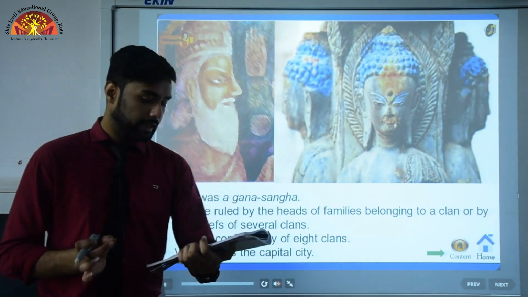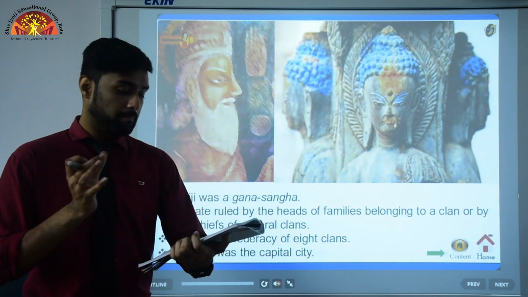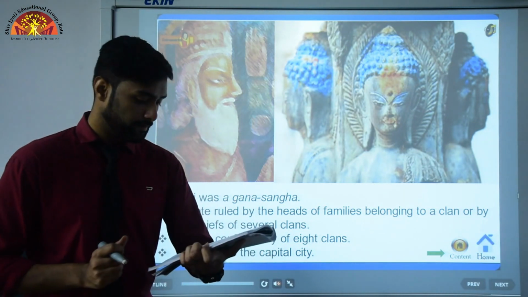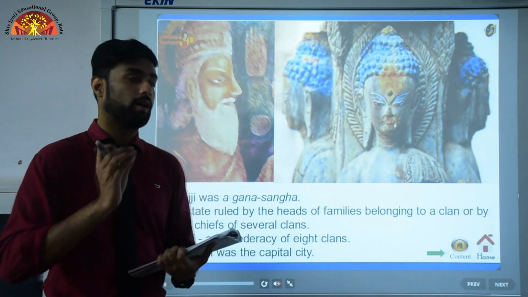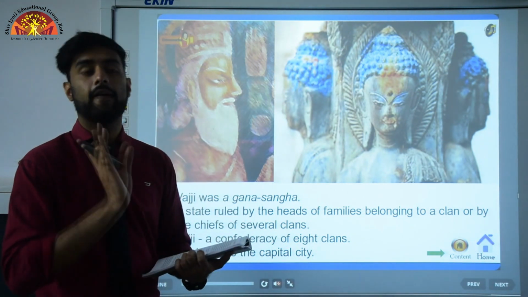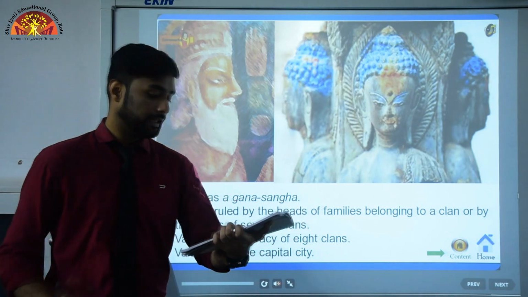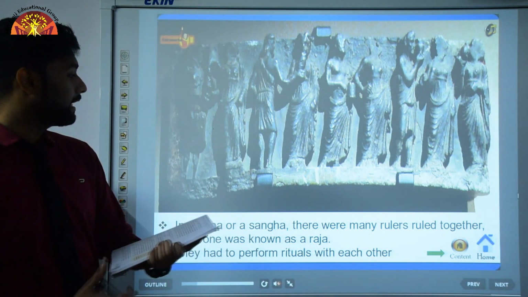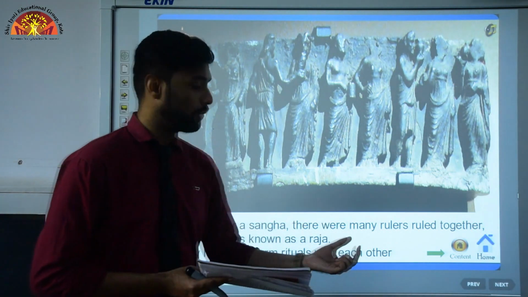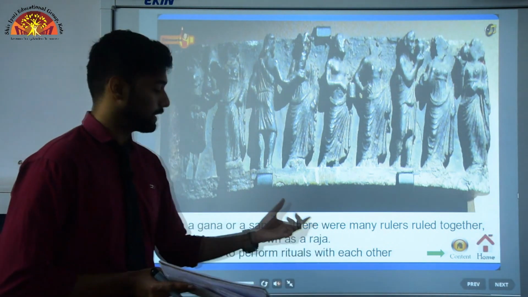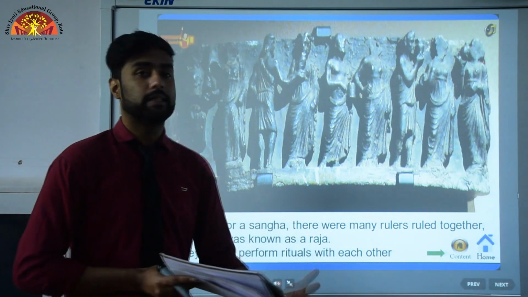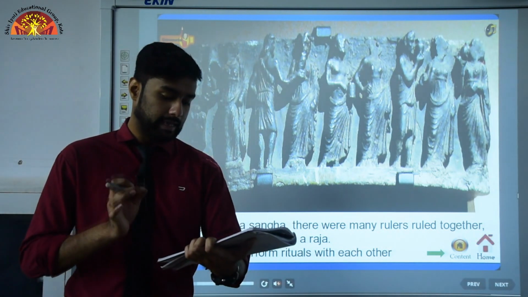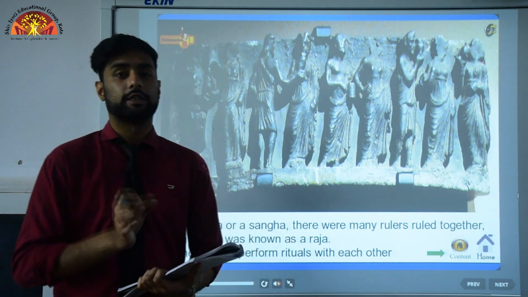Okay. In a Gana or Sangha, there were not one, but many rulers, sometimes even thousands of men ruled together and each one was known as Raja. Now, how many rulers they had? Every ruler was known as Raja. These Rajas performed rituals together, okay? They had to perform rituals with each other. They also met in assemblies and decided what had to be done through discussion and debate.